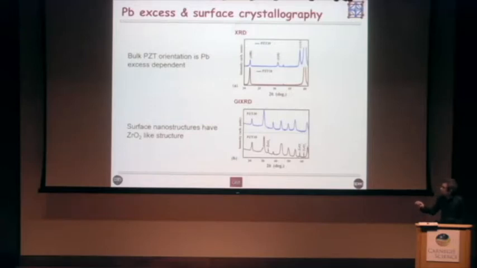PZT-30, nothing really to report. All the expected peaks are there. PZT-10, confirmation of the crystallographic structure of that surface phase, the nanostructures. We have peaks corresponding to ZrO2. So we're pretty confident of the chemical nature of that layer.